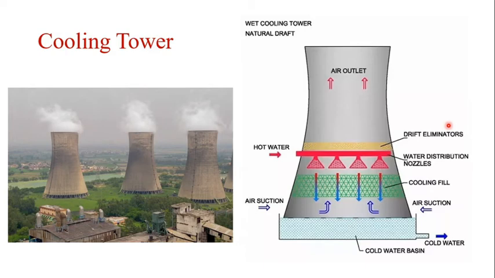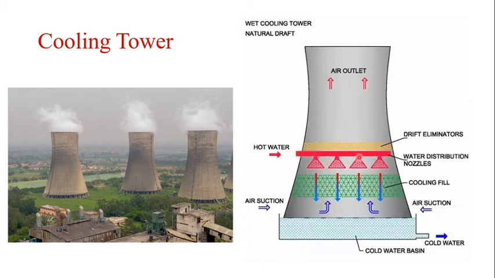The hot water coming out from the condenser is fed to the tower on the top and allowed to trickle in the form of thin sheets or drops. In the schematic diagram of the cooling tower, the natural draft system has been deployed. From this side, the hot water coming out from the condenser is introduced into the cooling tower.